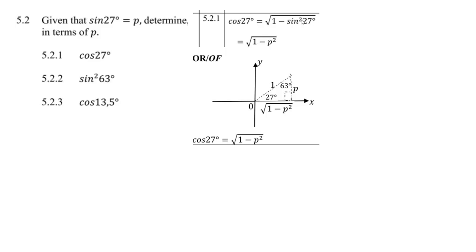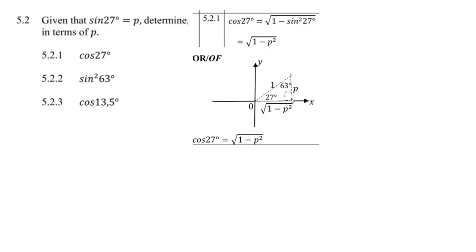And that's all they've done here. So all it is, you'd have cos squared equals 1 minus sine squared, and they square rooted it. For any angle it works, so it works for this angle. And since sine P is equal to sine 27 degrees, the answer is root 1 minus P squared.